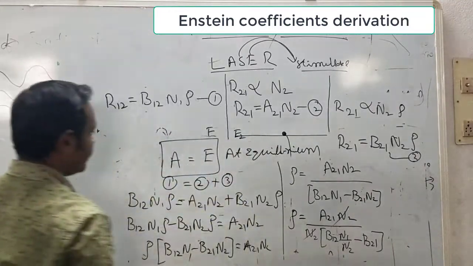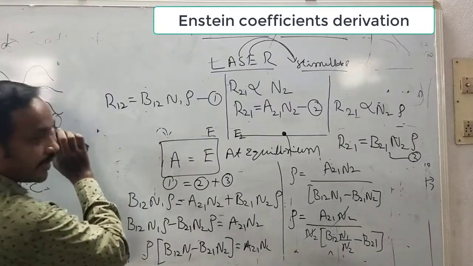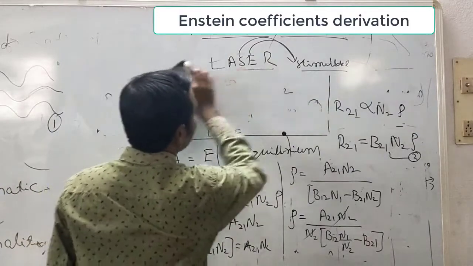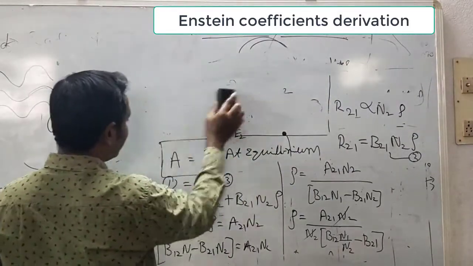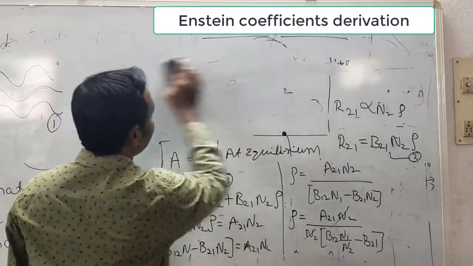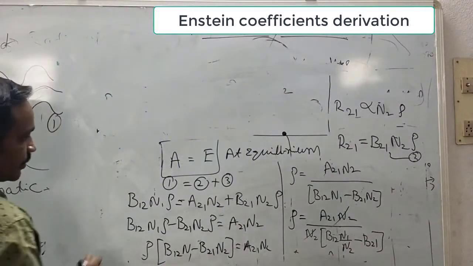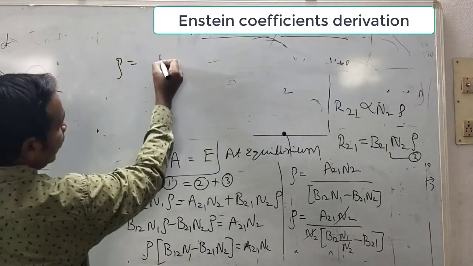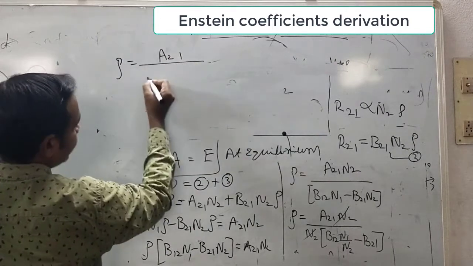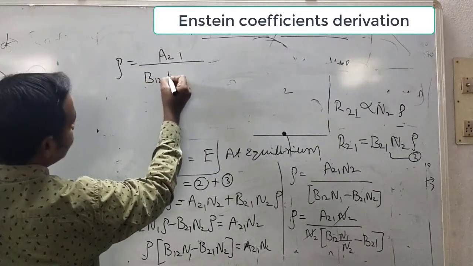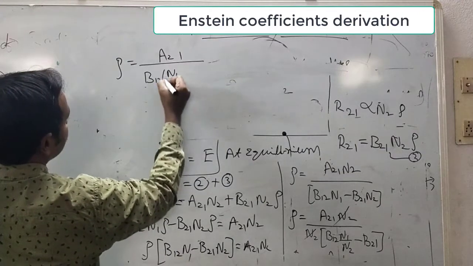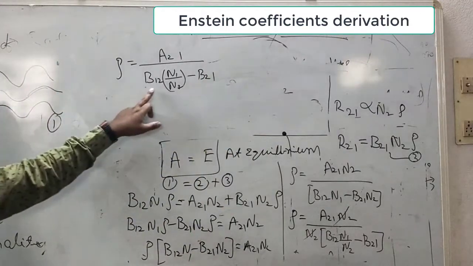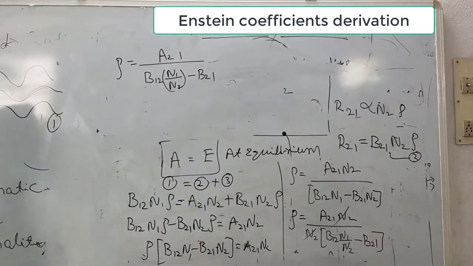Now I am going to correct here. Already I think you have taken these definitions, so all the equations 1, 2, 3 you have taken. I'll erase and write here. So the remaining factor I am writing here: rho equals A21 by B12 into N1 by N2 minus B21. Okay, so what are B12, B21, A21? These are constants.